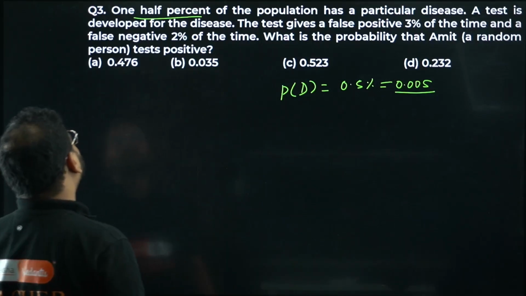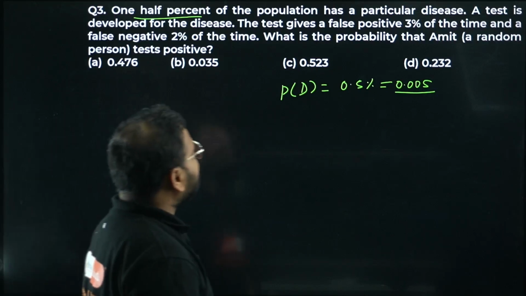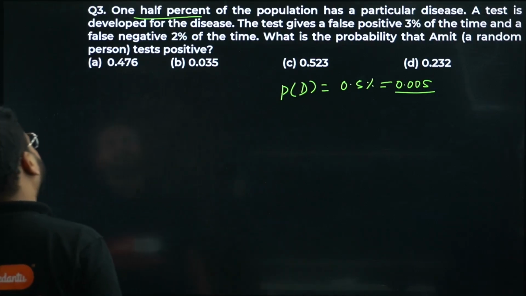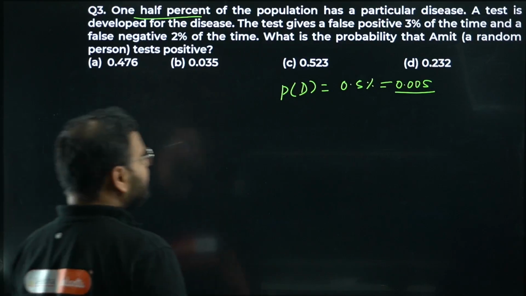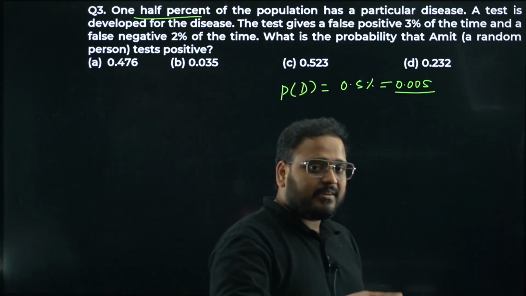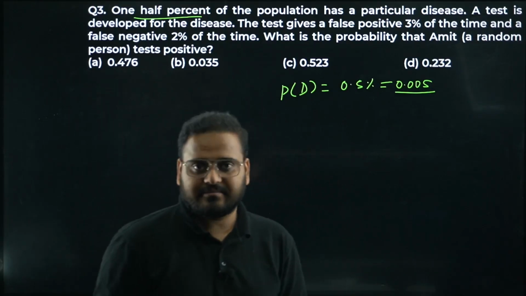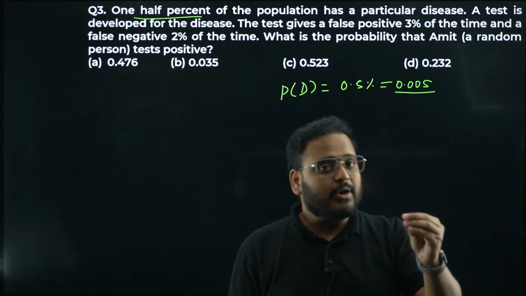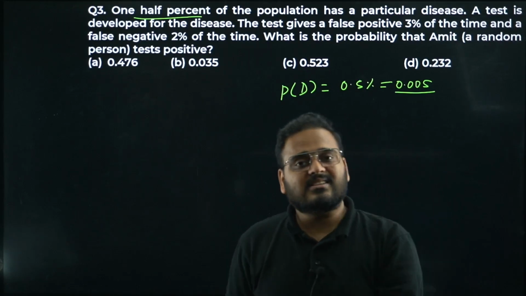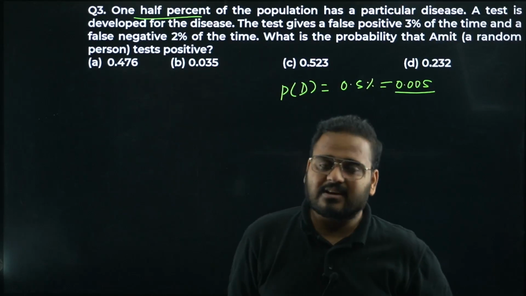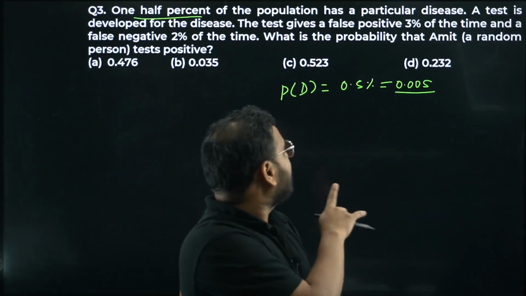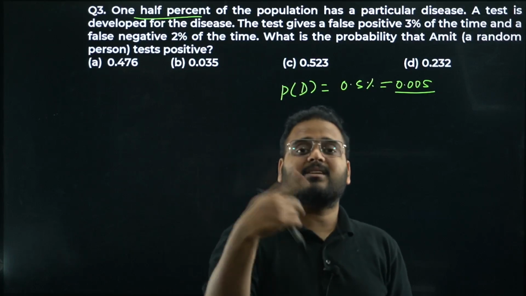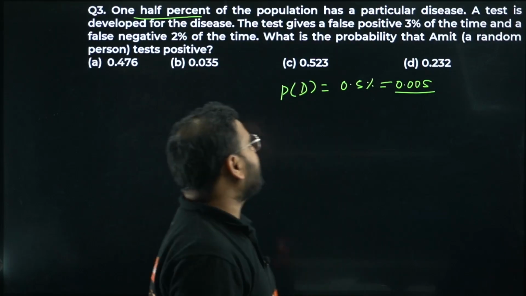A test is developed for the disease. The test gives a false positive 3% of the time, and false negative. False negative means somebody who is actually sick with the disease, the result is coming out to be negative. Okay, that's the condition. False positive means somebody who is negative in the actual disease, they don't have the disease, but the result comes out to be positive. So that's called false positive.